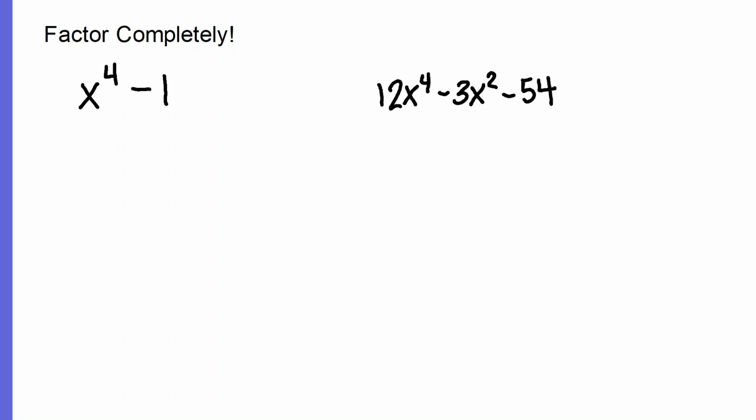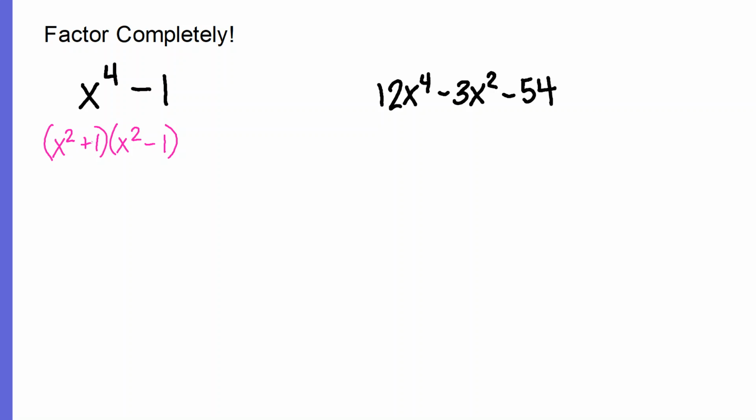So in my first one, I have x to the 4th minus 1. This is a perfect square. This is a perfect square. So my binomial is a difference of 2 squares. So this is going to be x squared plus 1 and x squared minus 1.